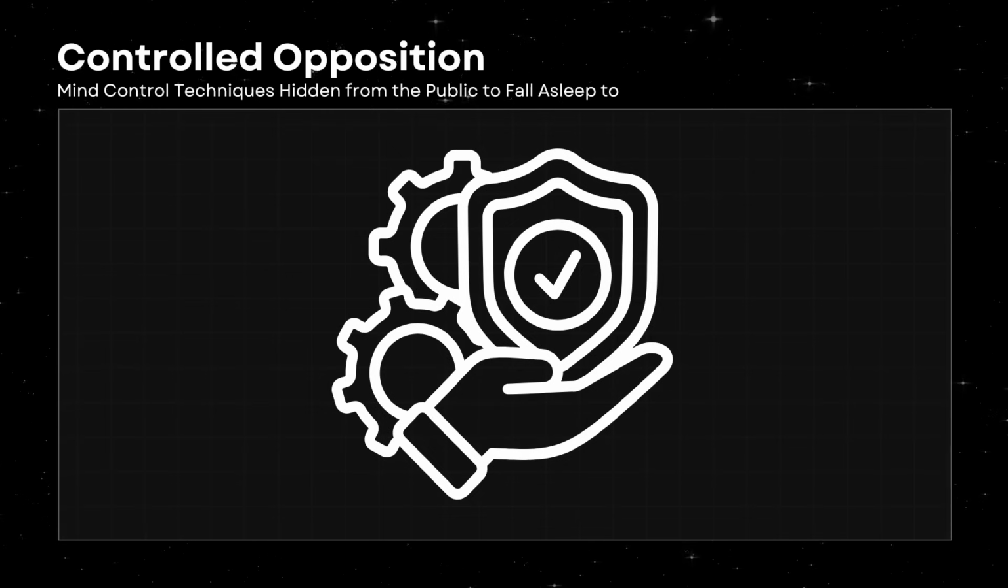But when it matters most, when the system is at risk, these figures step back, water down their message, or turn the blame toward easy targets. They stay within the limits. They guide their followers back to the acceptable range of thought.